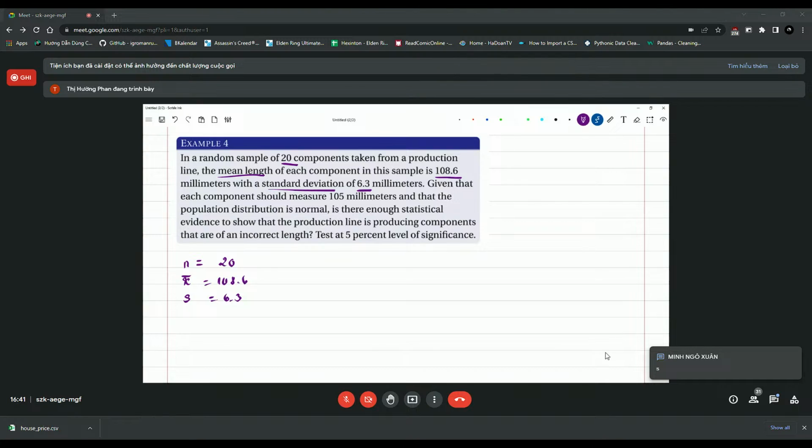Okay. And then we have a 5% level of significance, so alpha equals 0.05. Now I need the null hypothesis H0 and the alternative hypothesis H1. Tell me how to write the null hypothesis H0 and the alternative hypothesis H1 in this case. Everyone, it's your turn.